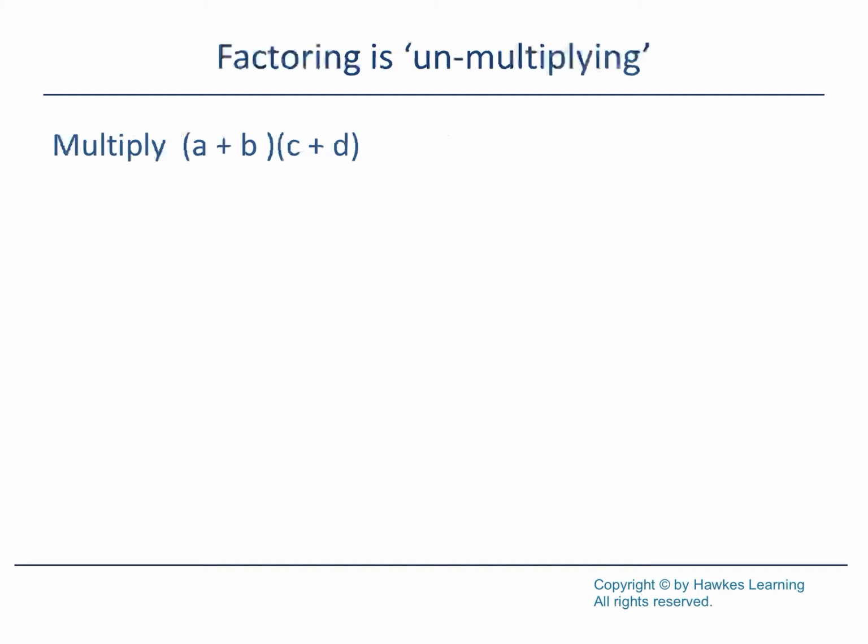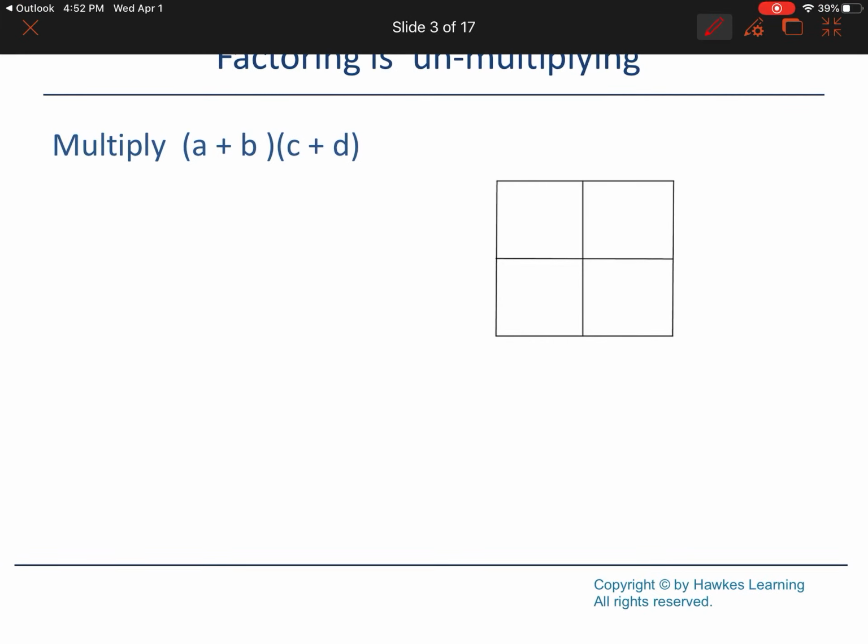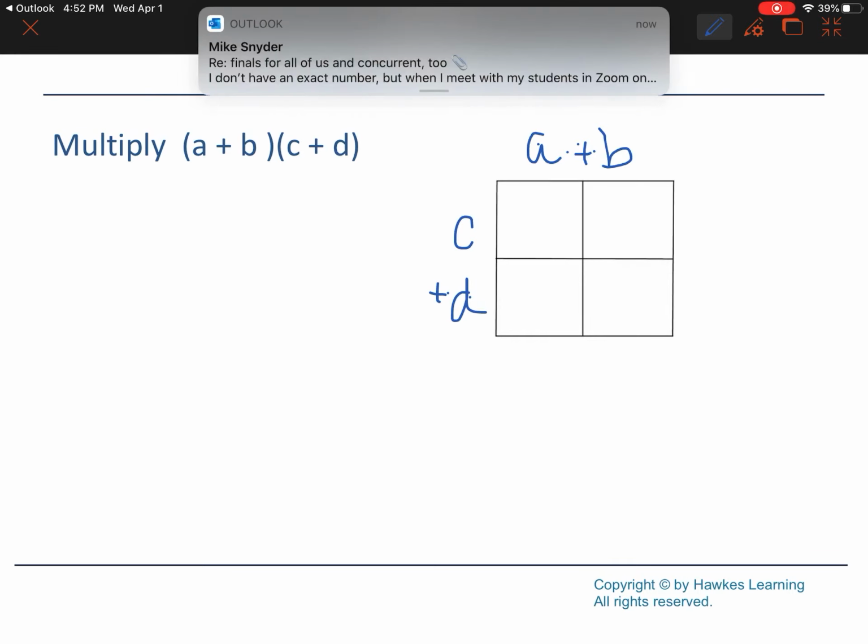So remember that factoring is unmultiplying. We've talked about that before, right? That when we factor, we figure out, well, what did we multiply together to get this? So let's start with a little multiplication problem. We're going to do a plus b, and we do it in the box so we can look at a couple of things, and c plus d.